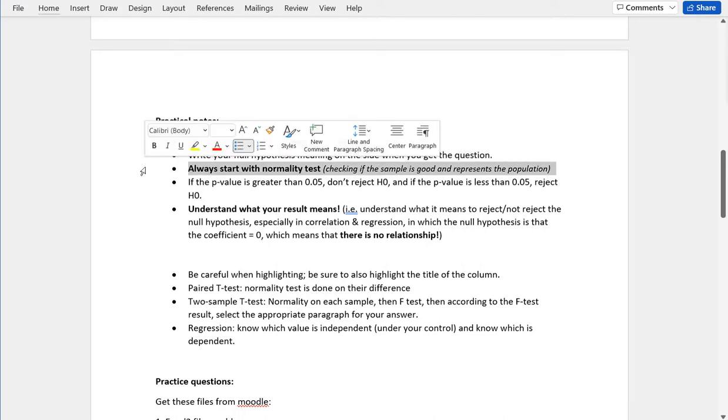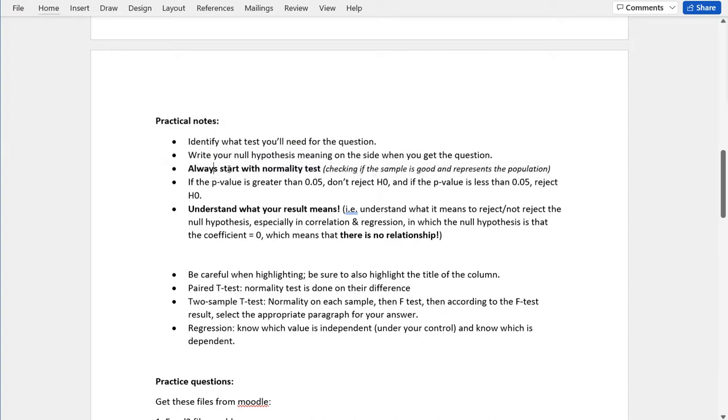Third step, always start with the normality test. Do not forget this. They always want you to start with normality. We spoke just a bit about normality in the beginning. It is checking if your sample is a good representative. Like I said, we don't take extreme, fringe samples on the far edge and think that they will represent the population. That doesn't make any sense at all. Rather, you take a well-rounded, middle sample, something that would represent the population.